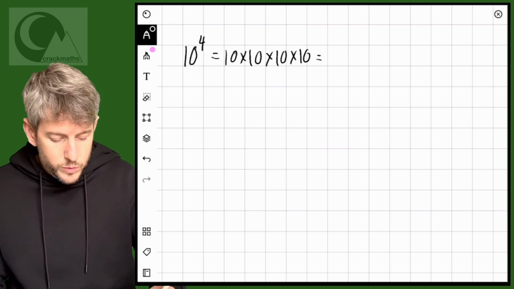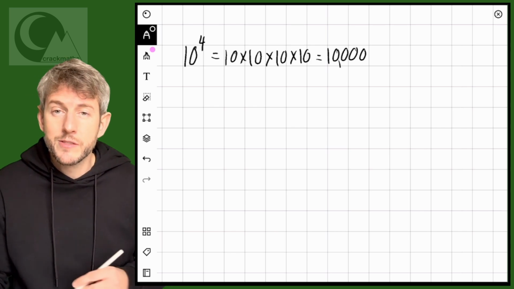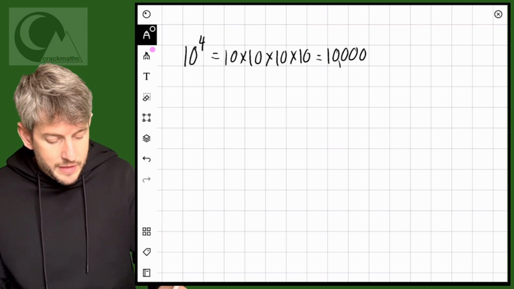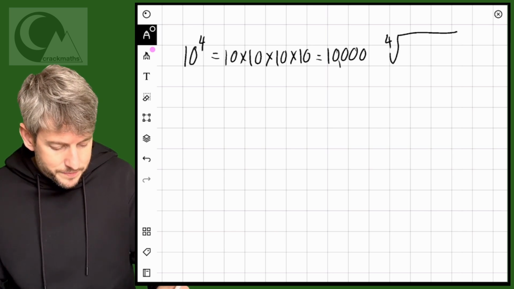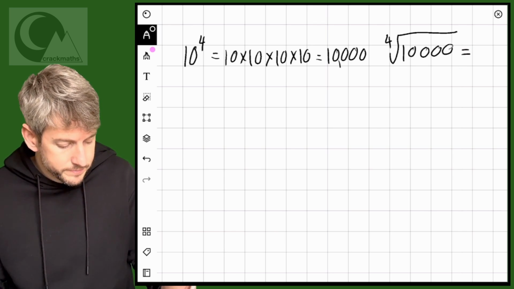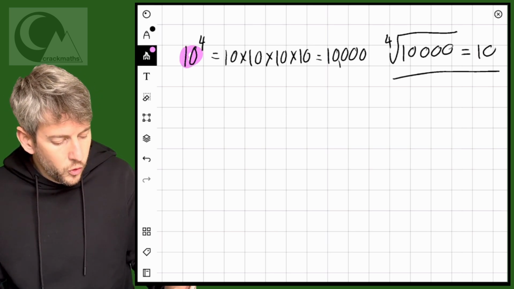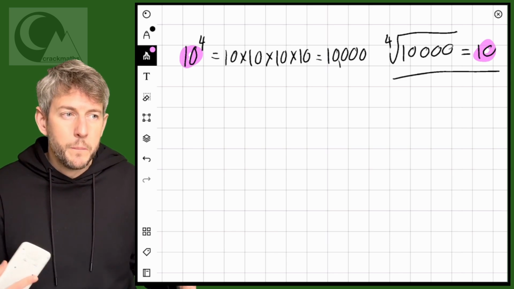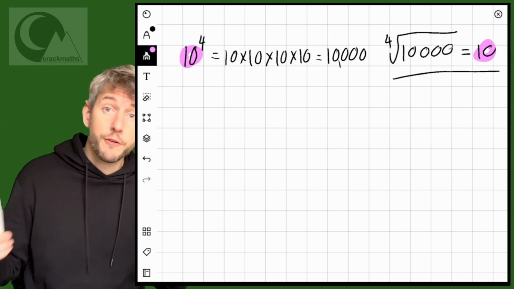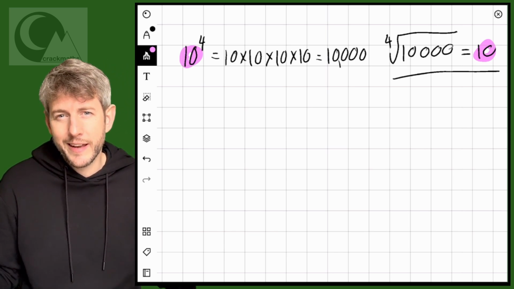So that equals 1 and 4 zeros, which is 10,000. So if I've got 10 to the power of 4 is 10,000, I could then do the 4th root of 10,000, and that would equal 10. So what we're doing is the root always takes us back to the number we started with. If you do 10 to the power of 4 and then find the 4th root of that, that undoes it. Okay, so it's like our reverse calculations again.